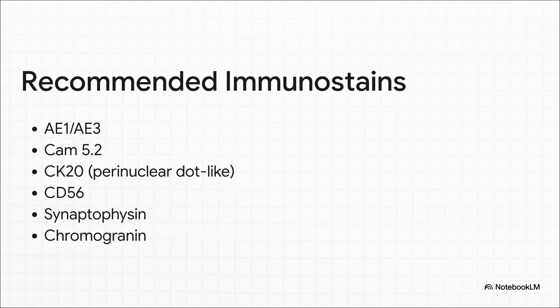You've got your cytokeratin cocktails like AE1/AE3 or CAM 5.2, plus CK20, which gives you that classic dot-like pattern. Then you want to throw in some neuroendocrine markers like CD56, synaptophysin, or chromogranin. Using a panel like this is really the only way to confidently hunt down those tiny hidden micrometastases.